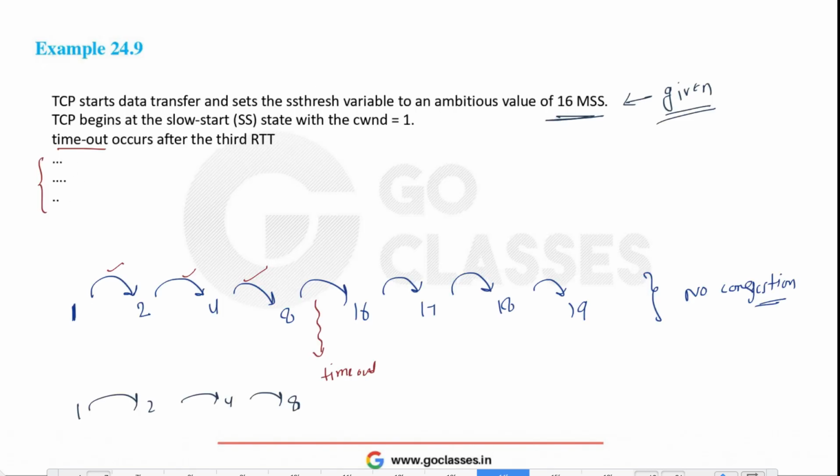So let me go to the next page. Once you reach 1, 2, 2 square, 4, and then 4 into 2, which is 8, after this there is a timeout. They are saying there is a timeout after 3 RTTs. So from here to here is 1 RTT, from here to here another RTT, from here to here another RTT. So after 3 RTTs there is a timeout. That's what they are saying.